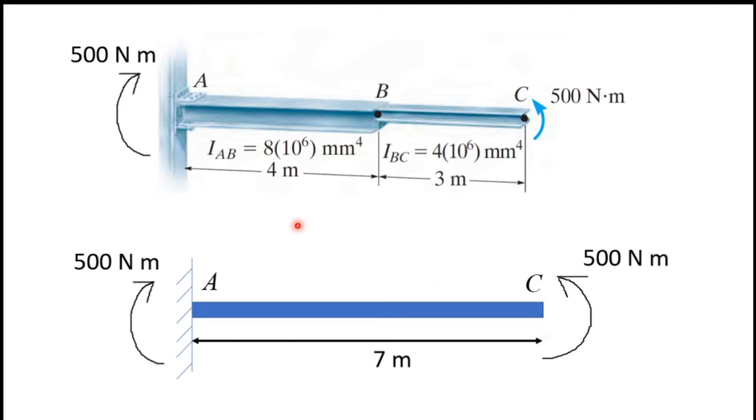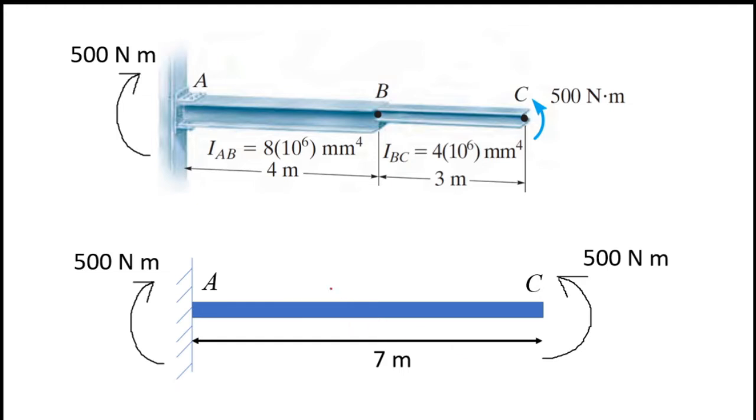As you can see, there are two moments of inertia in this figure. But when we draw the bending moment diagram, we don't have to consider moment of inertia. So we just consider the overall beam as one beam. You can see here I redrew it as one beam. There are two moments, at A 500 Newton meters and at C 500 Newton meters, and the beam length is 7 meters. So it's a simple beam. We can easily draw a bending moment diagram for this beam.